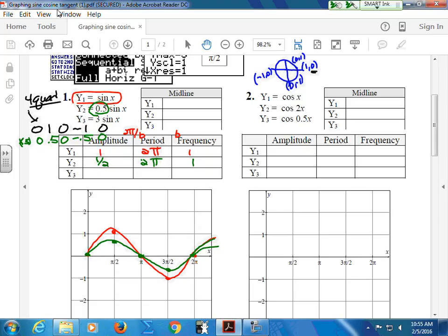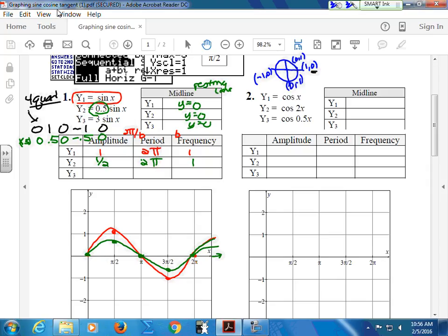They call this guy the midline right here. This is their midline where y is equal to 0. I usually call it the resting line. But they call it a midline, whatever you like to call it.